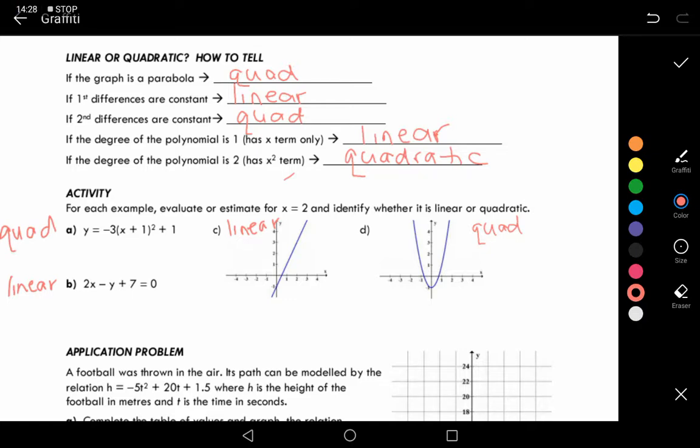The other part is to evaluate or estimate for x equals 2. What that means is to substitute. It's saying instead of putting x, put 2. The reason it says evaluate or estimate is that with our equations, we can't estimate. We have no idea unless we actually evaluate those. But for our graphs, where we have that visual, we're just going to look at when x equals 2, what does y equal? So let's start with the graphs because they're going to be a bit easier.